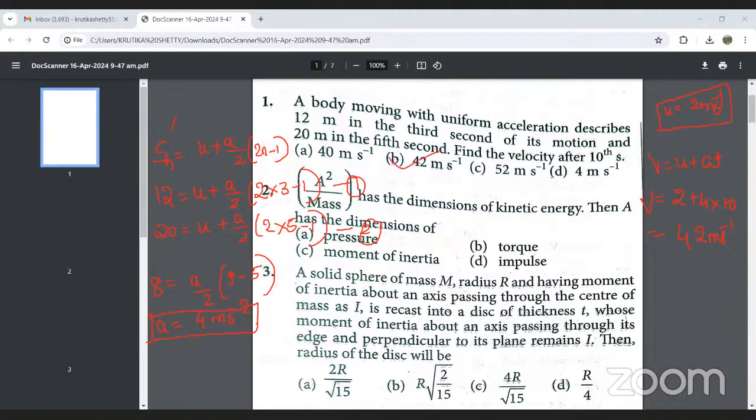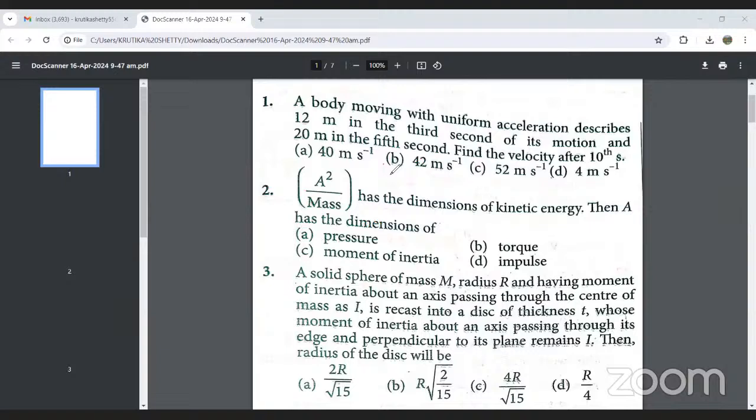Hope you understood this one. So this is the first question. Option B is the correct answer. Going for the next question, students.